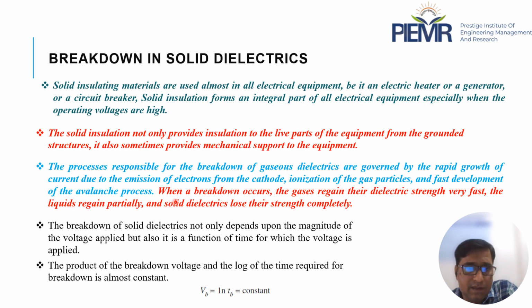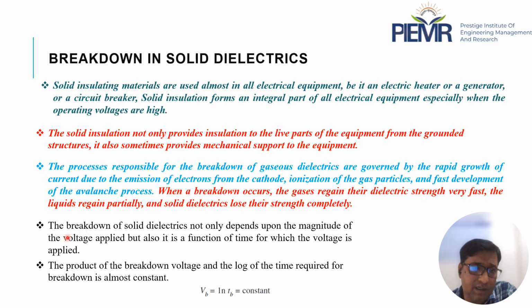When a breakdown occurs in the case of gases, they regain their dielectric strength very fast. Liquid dielectrics regain it partially, whereas solid dielectrics lose their dielectric strength completely. Means they cannot be used the next time if there is a breakdown in a solid dielectric.